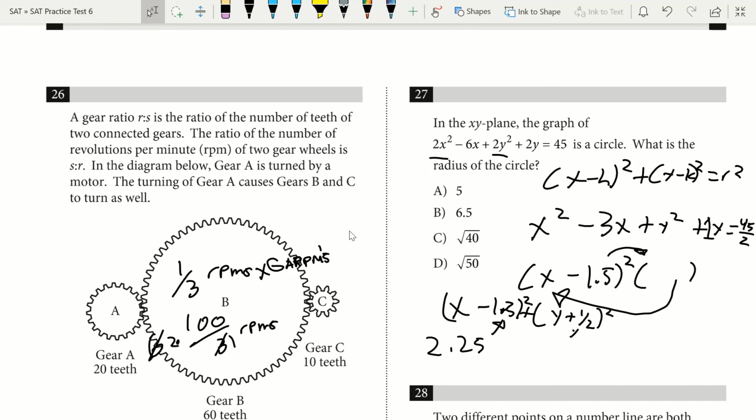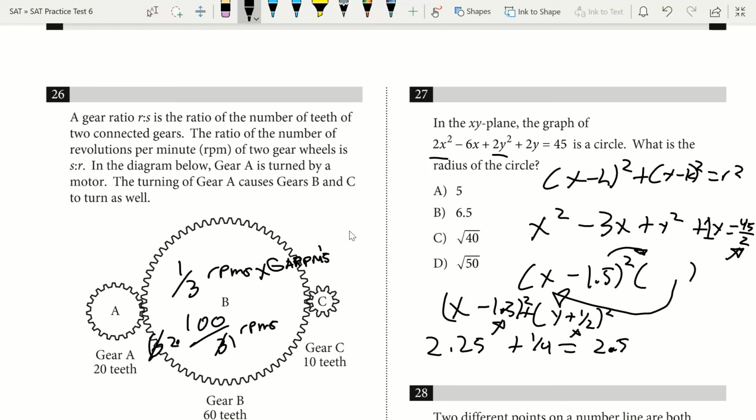And then I have to take this half right here and square that. 1/2 times 1/2 gives me 1/4, which is 0.25. So their sum is 2.5. I have to take that 2.5 and add it to my r squared. So the first thing I'm going to do is put that 45 over 2 on my calculator. I see it's 22.5. I add 2.5 to that, and I get 25.